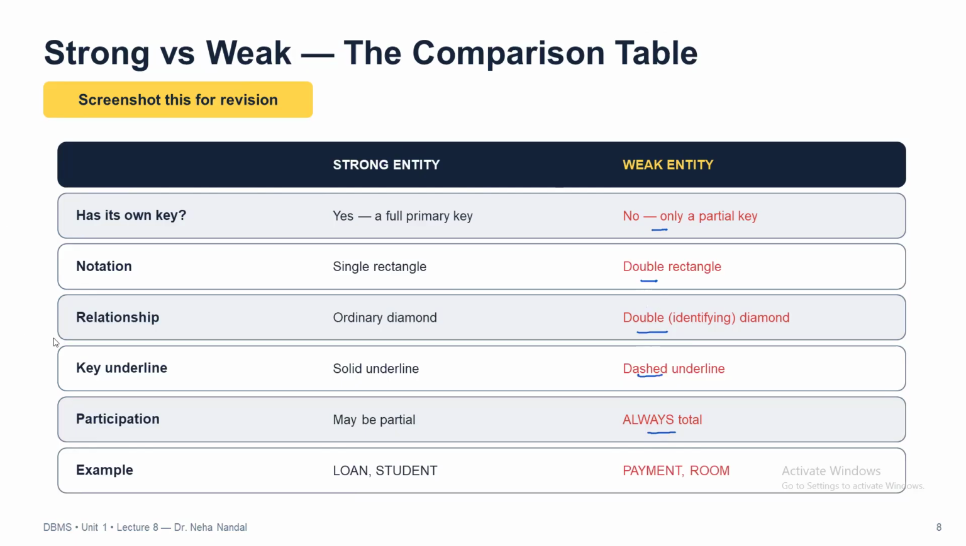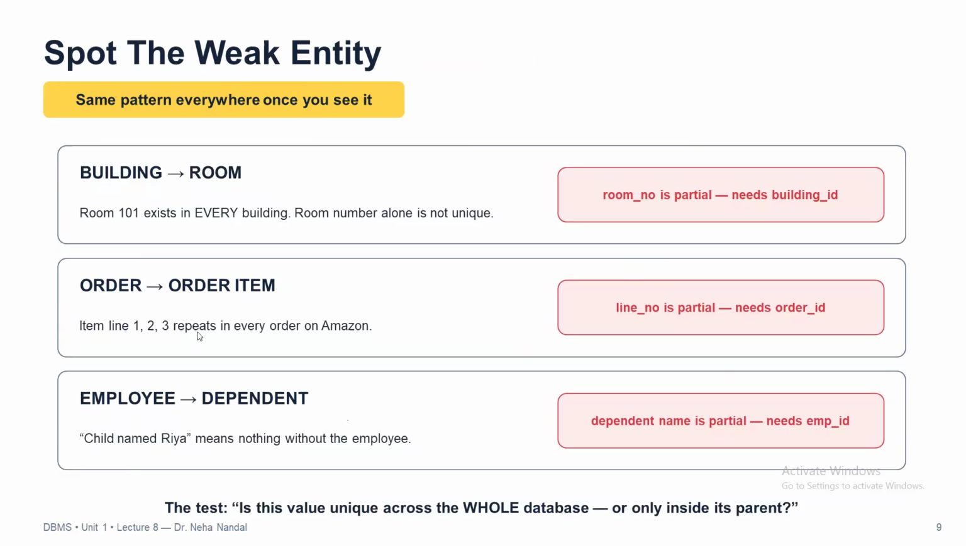Now let's see. This is all about our entities and the 3 tools that we have discussed. Now see what is happening. It is the same pattern everywhere once you see it. Building and room: we have these two entities. Room 101 exists in every building. Room number alone is not unique.